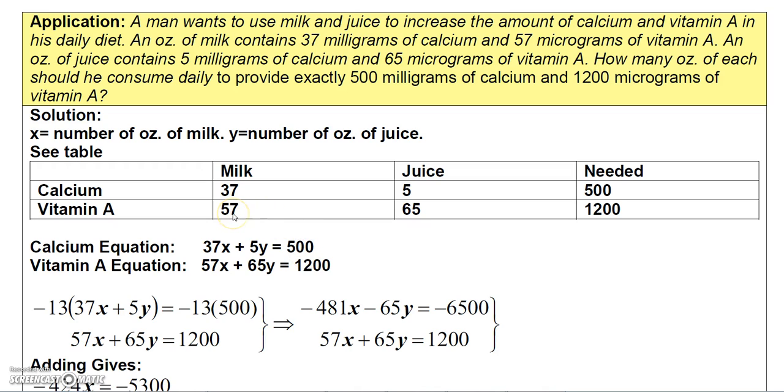And then for vitamin A, each ounce of milk gives you 57 micrograms of vitamin A, and each ounce of juice gives you 65 micrograms of vitamin A, and you have to have a total of 1200 micrograms of vitamin A. So multiply 57 times the number of ounces of milk plus 65 times the number of ounces of juice, and add those together, and that gives you the total vitamin A, and that has to equal the 1200 units of vitamin A required.